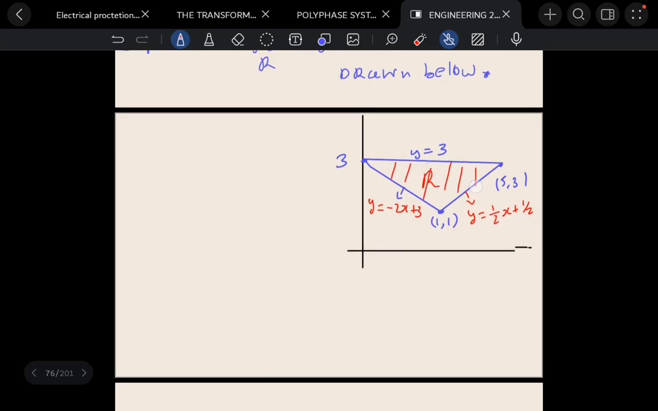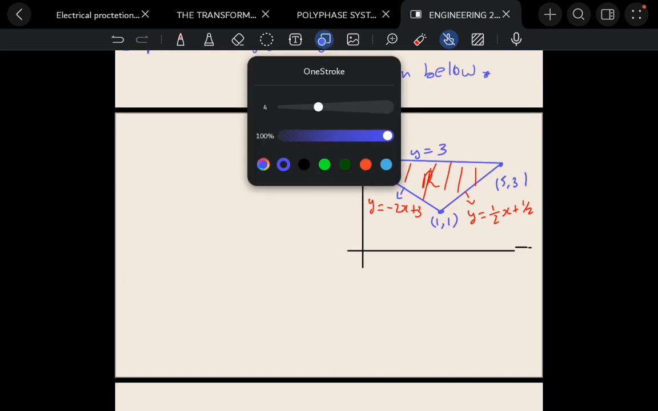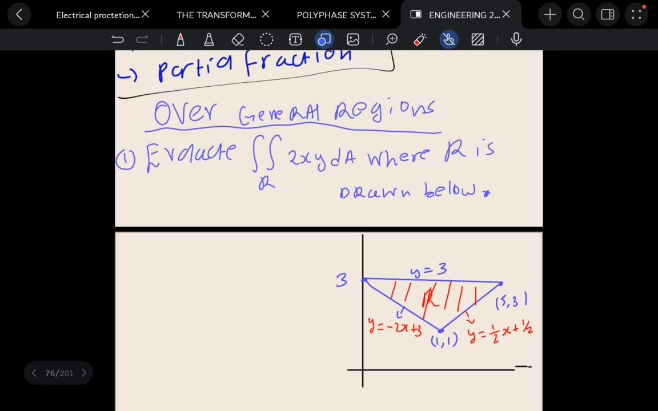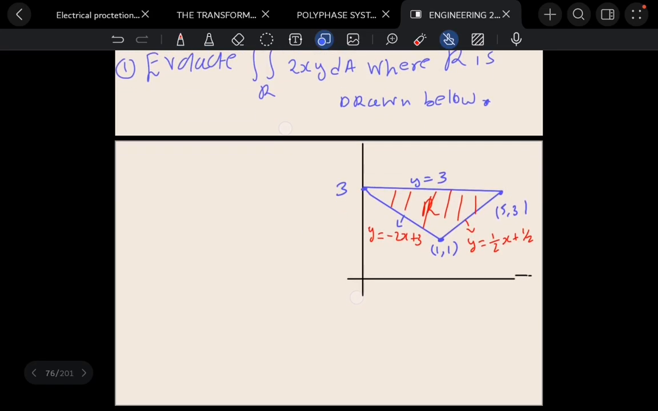We want to integrate there. Now, to do the integration at that point, we need to know the boundaries. So if I have a double integral of 2xy, I need to have dy dx, right? I need to have these boundaries now. What are going to be those boundaries?